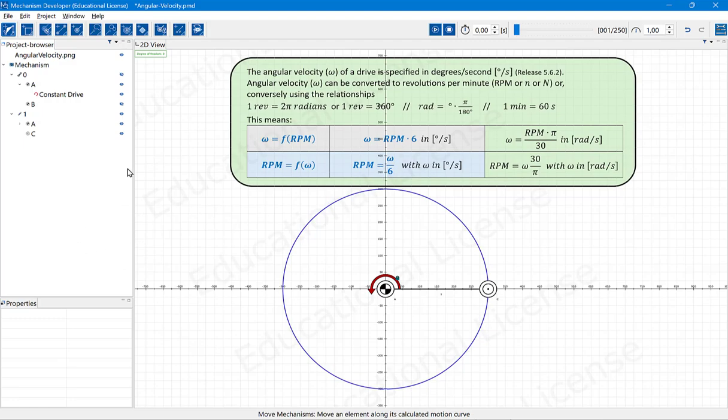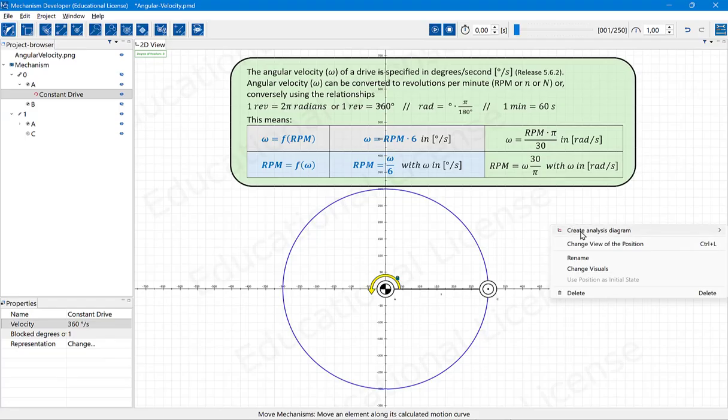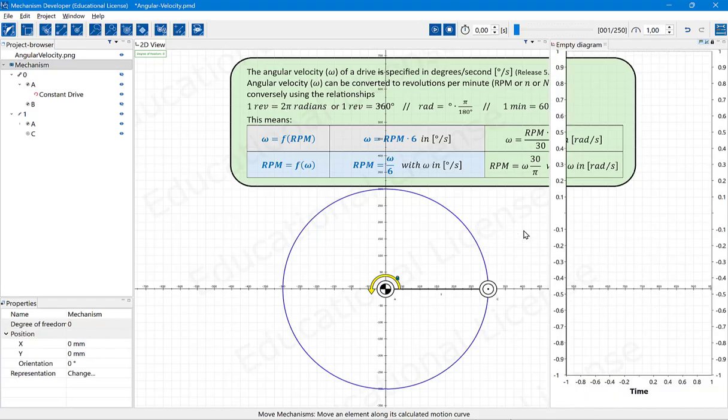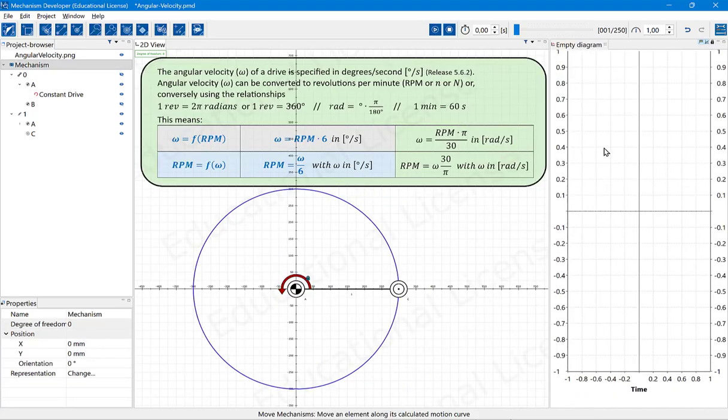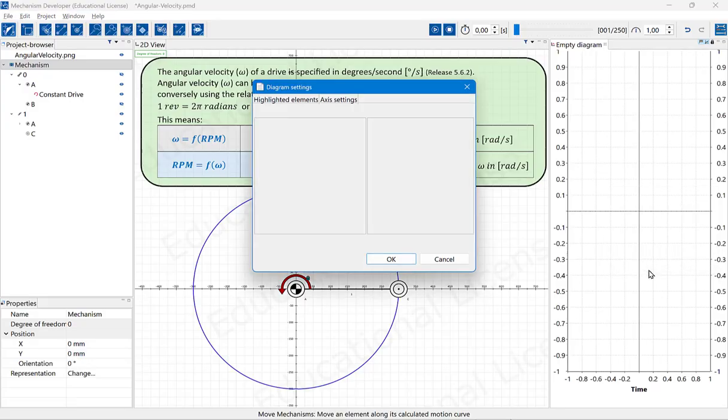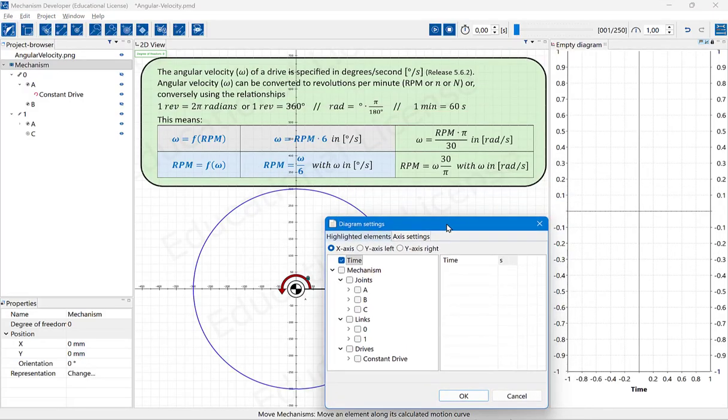Let's have a look. We go here, and okay, this we know. But now I want to show it in a graph. So I open the graph, I analyze first of all an empty diagram, and in this empty diagram I can define some properties.